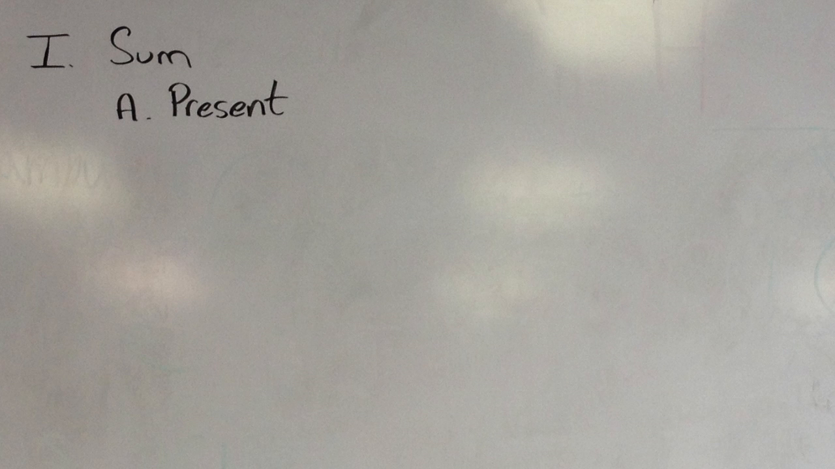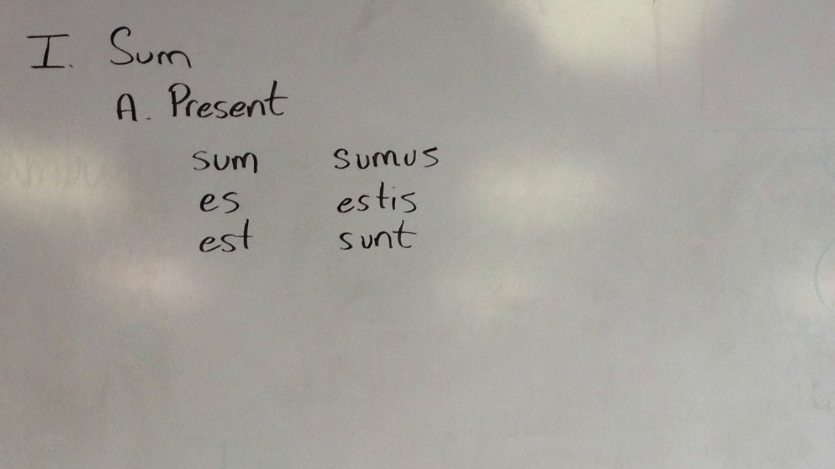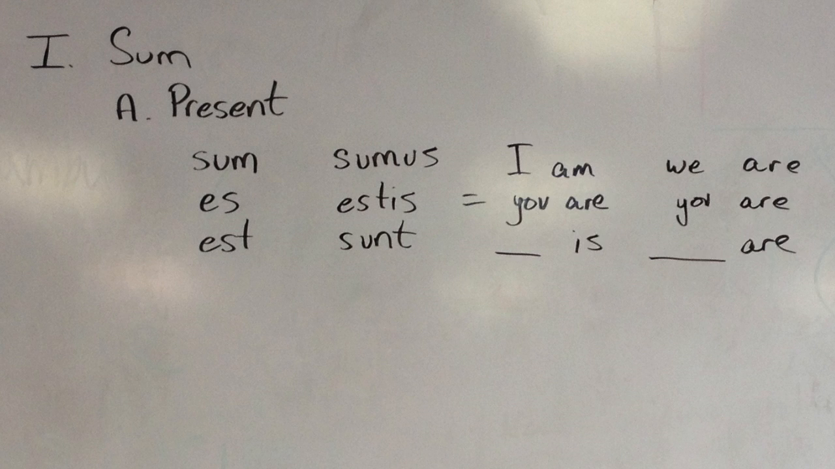So, let's start off by looking at a review of the present tense of sum. Its forms go sum, est, summus, estis, sunt, and they translate roughly to I am, you are, he, she, it, or any other singular noun is, we are, you are, and they, or any other plural subject, are.